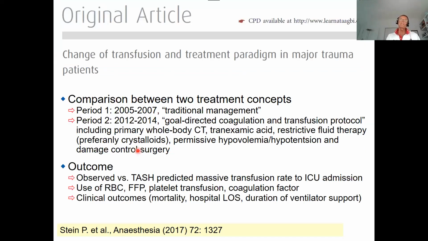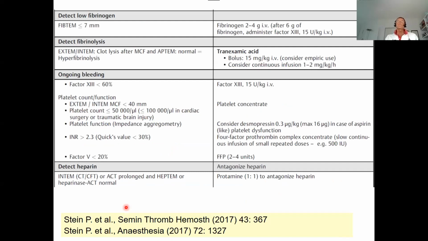So we did this study here and compared a first period where everybody did a traditional management without guidelines and algorithms, with a second period with a goal-directed coagulation and transfusion protocol according to the European Trauma Treatment Initiative. And the outcome of this study was the observed versus the TASH predictive massive transfusion rate until ICU admission, the use of blood products, and clinical outcomes, including mortality. And this was the coagulation algorithm that we used.